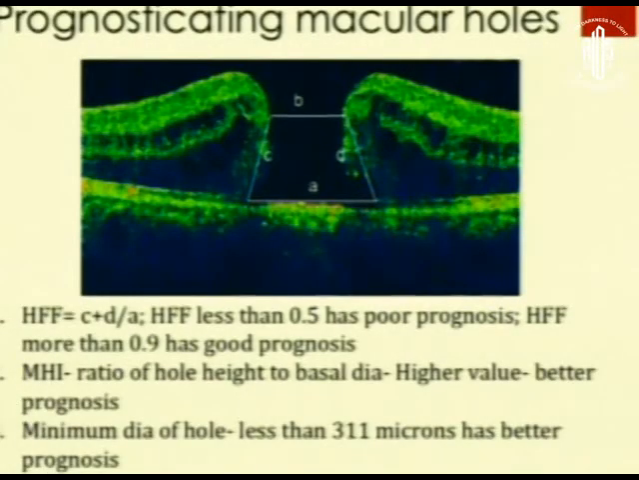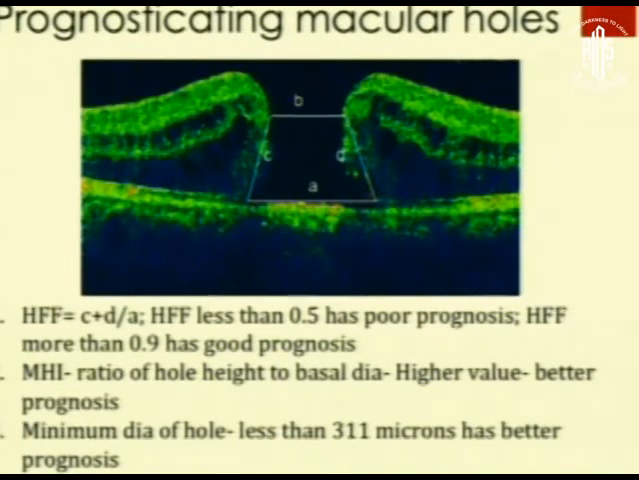And it allows you to prognosticate macular hole, because you can see that this side of the macular hole is actually made of one component which is swollen retina and another component which is detached, separated retina. So the combination is called the hole forming factor, devised by Carmen Puliafito. This particular formula is C plus D by A. C is a side, these sides. You add them up and divide by A.